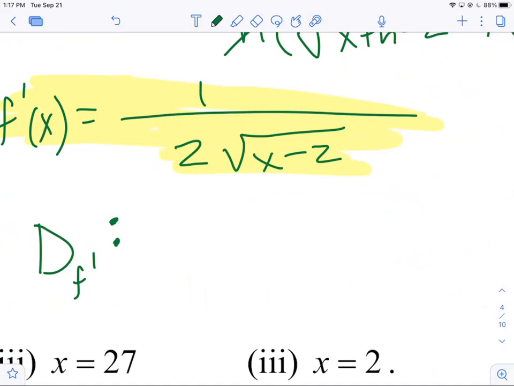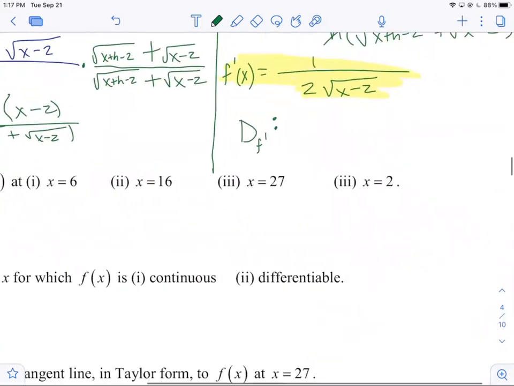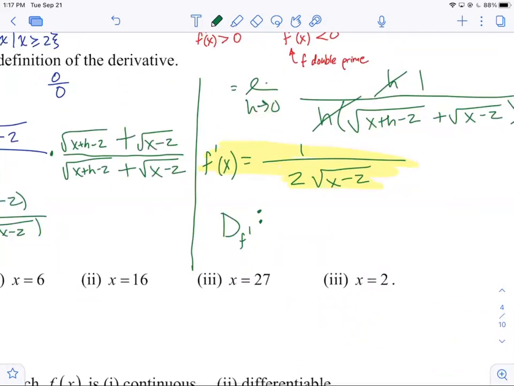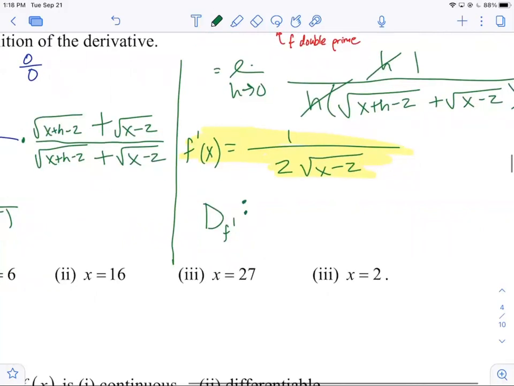What happens if I plug a 2 into the derivative? I get division by 0, right? Can we divide by 0? Are we Newton? No. So the domain of the derivative is the set of all x such that x is strictly greater than 2. You'll always find that the domain of the derivative is either the same as the original function or possibly smaller. Okay? So remember I said that a function is differentiable if the derivative exists? The derivative does not exist at 2, but the function does.